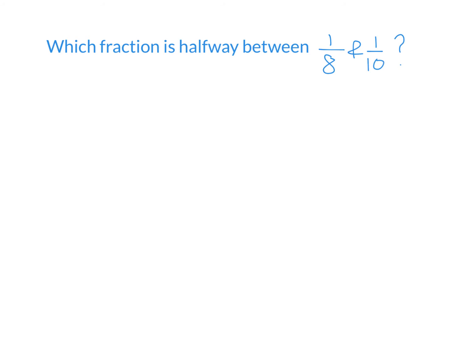Now, a lot of people would say, oh yeah, cool, that's just 1/9. Well, that's wrong. 1/9 isn't halfway between 1/8 and 1/10. See, 1/9 is closer to 1/10 than 1/8. So how do I actually find the fraction halfway between? Well, if you have two numbers and you want to find the number halfway between, you add them up and divide by 2. So what I'm going to do is add 1/8 and 1/10. I'm going to get my answer and then divide by 2.